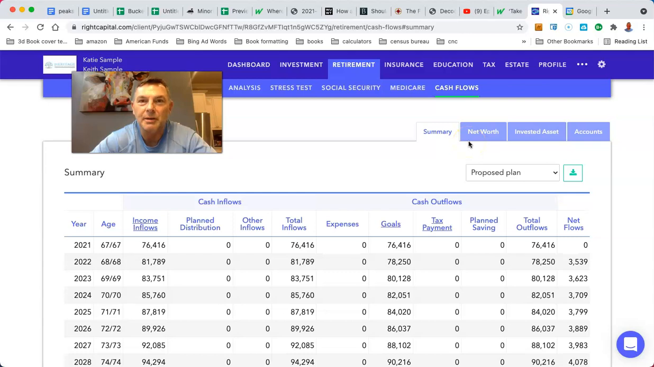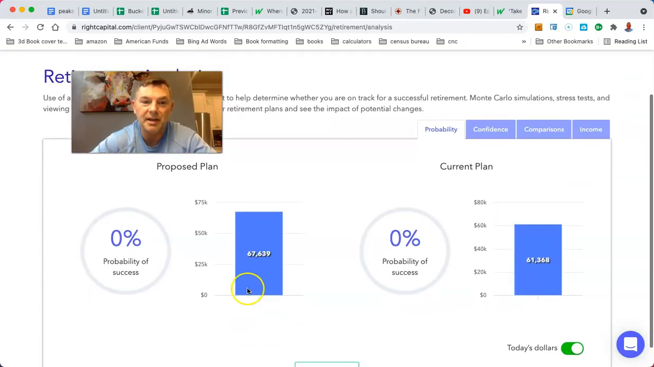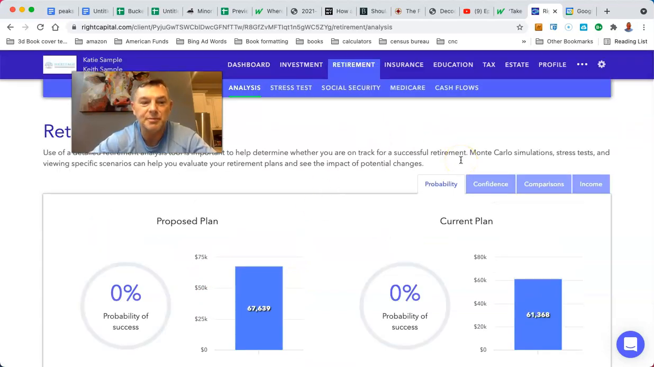But because we're not saving it, essentially we're spending it. I have us set up to spend every single penny that we have. We have a 0% probability of success, even though we have at our desk $67,000. It cracks me up. So just be careful on the software when it says 0% probability of success, because again, if you have big pensions and Social Security, it might be misleading, if that makes sense. Now, look, I still use it, but I use it with a caveat.